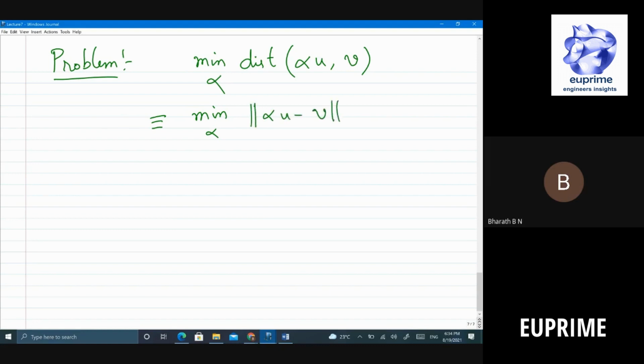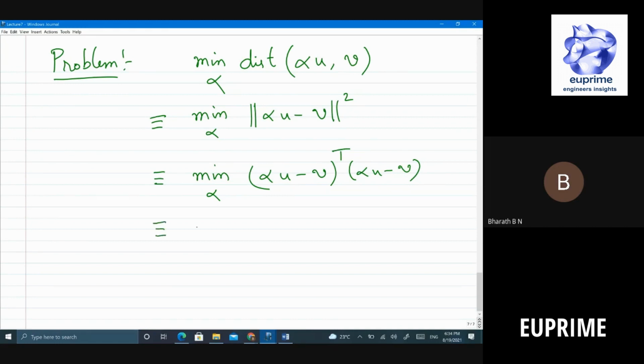Minimizing a norm is the same as minimizing the norm squared also, right? So I can write it like this. This is the same as minimizing over all alpha, (alpha u minus v) transpose (alpha u minus v). This is the Euclidean norm, induced by v transpose v, square root, so the square of that is v transpose v. Is this fine, everyone?